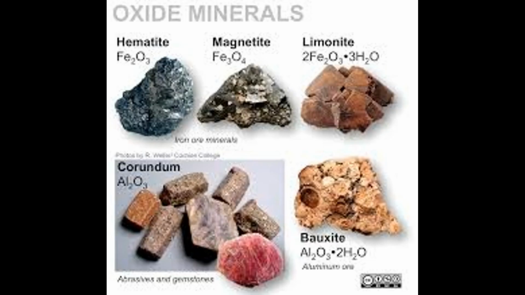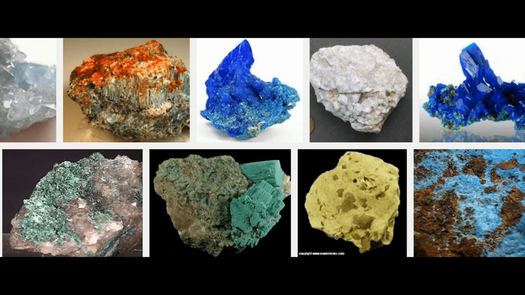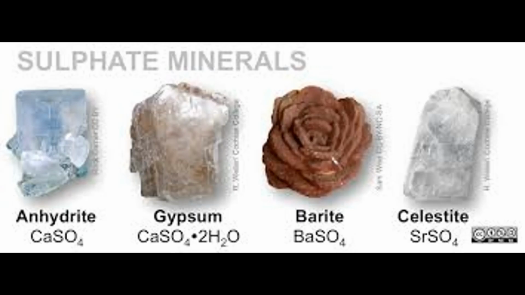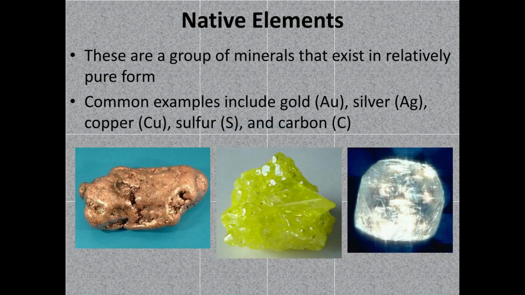We have the oxides, oxygen with metals, such as hematite and magnetite. We have the sulfides, that's sulfur with metals, which are pyrite and galena. Sulfates, SO4 groups, examples being gypsum and anhydrite. Halides, that's the halogen elements. We have halite and fluorite. Then we have native elements, that's pure elements, being gold, copper, diamond.